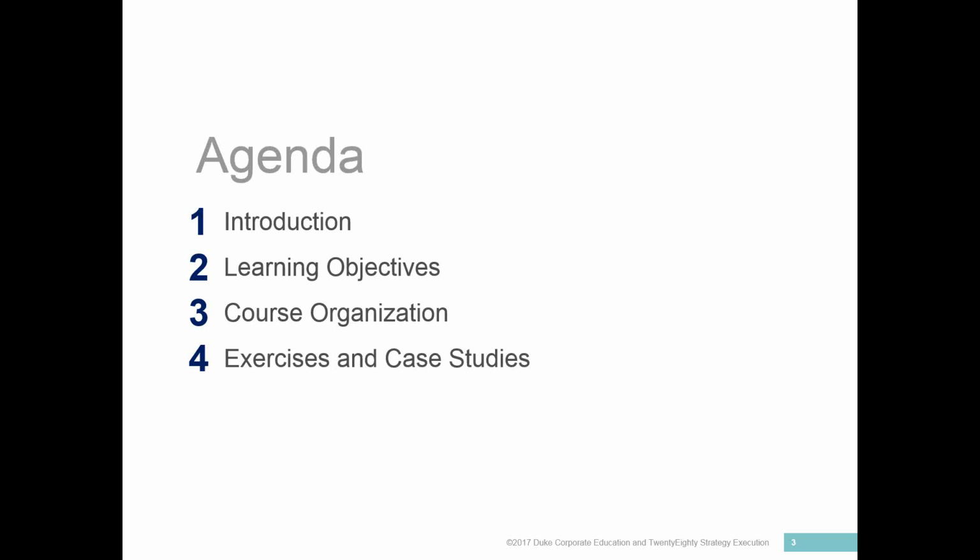Here's an agenda for our quick tour of Influencing Without Authority. We'll first take a look at an introduction to talk a little bit about what the course is about. We'll then take a look at the learning objectives. In other words, what are the expected outcomes for completing the course? We'll then look at how the course is organized. And then finally, we'll take a look at an actual course material that students will experience in the course. In this case, an actual exercise.